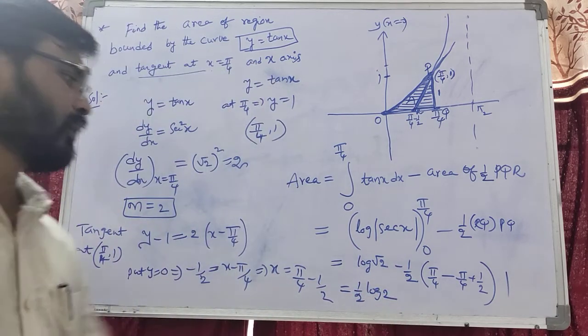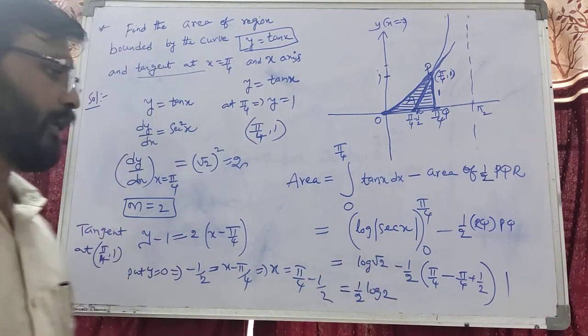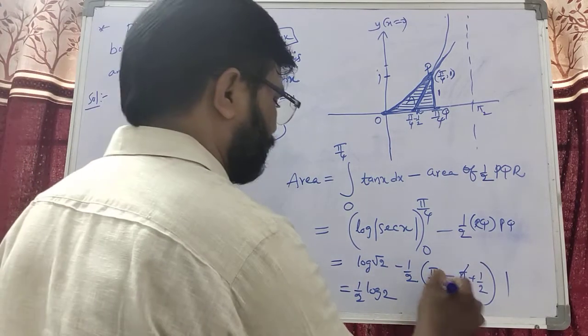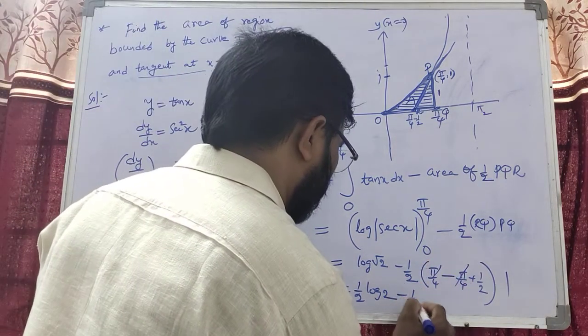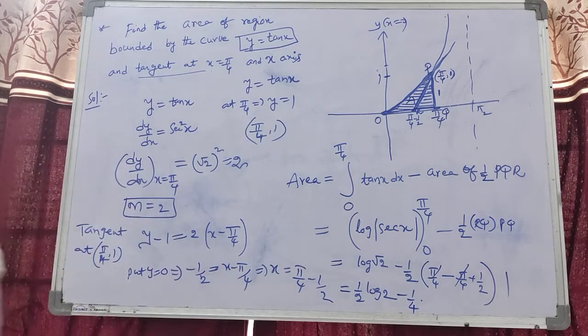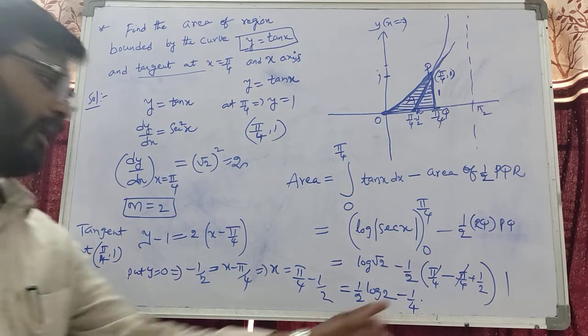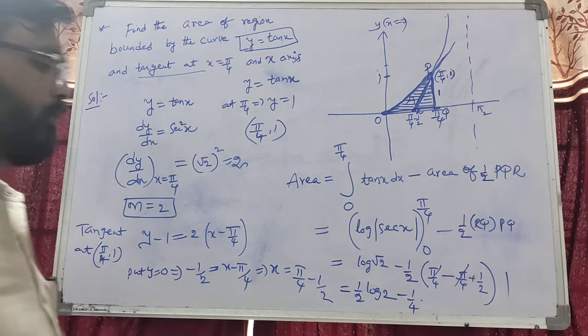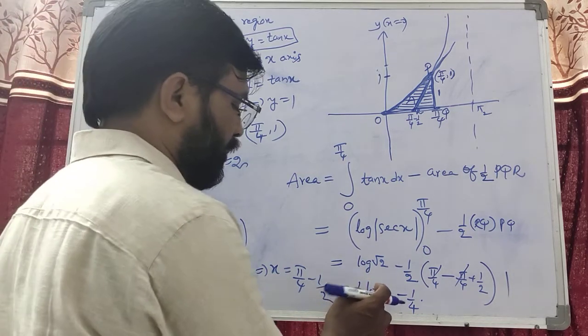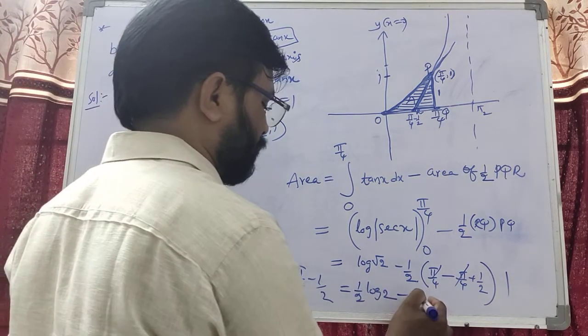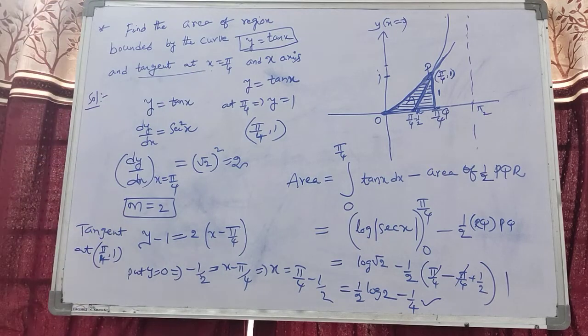How to write this one? Log a power m is m log a. Here this is cancelled. We get minus 1/4. This is our required area. Okay students, we got half into log 2, minus 1/2. When you take 1/2 common, it is 1/2 log 2 minus 1/2 square units. This is the required area.